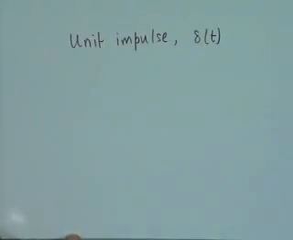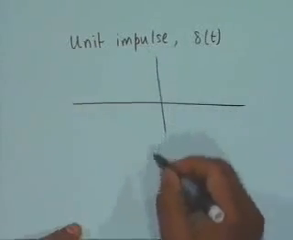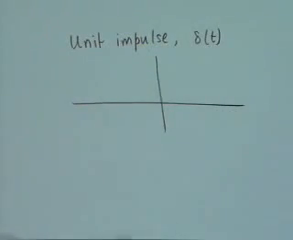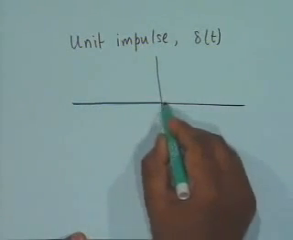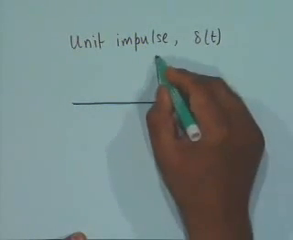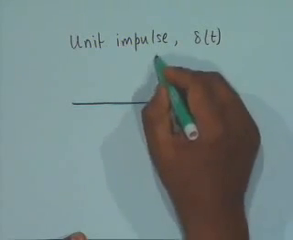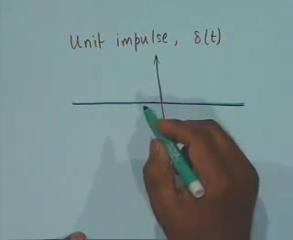Delta t cannot be defined by a value. Delta t is defined by an integral. The physical concept of delta t is that it exists only at t equal to 0. It does not exist anywhere else. The function is 0 everywhere except at t equal to 0, where it rises infinitely, that is, its amplitude is infinite.